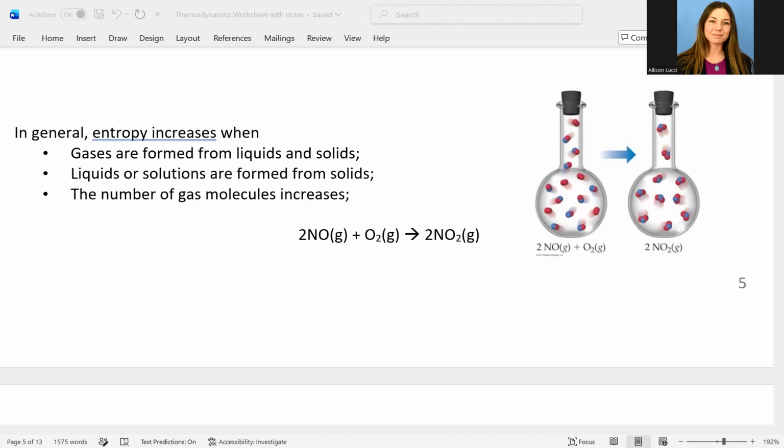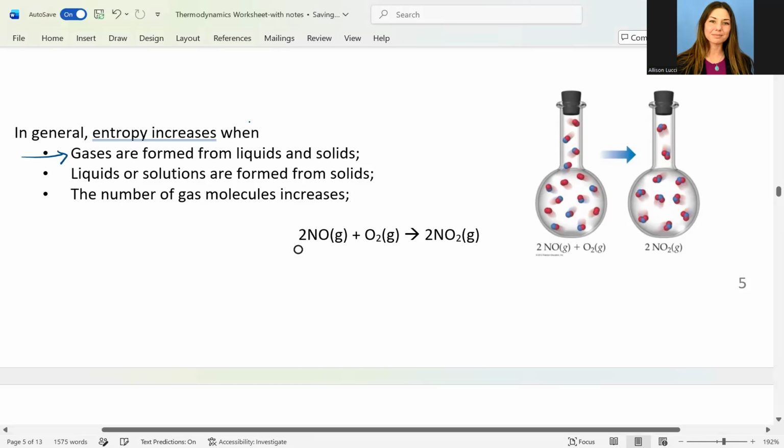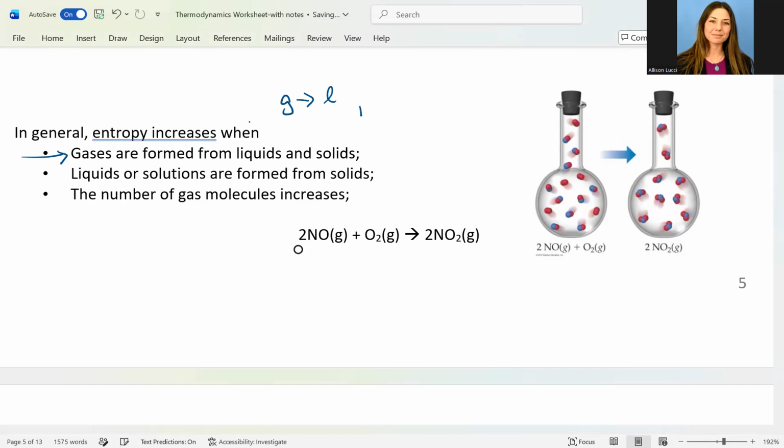The next topic that we'll review here is some other factors that may affect entropy. We looked at temperature and phase. So just to review here, when gases are formed from liquids and solids, so we're going from either gas to liquid or gas directly to solid, these would both be indications of an increase in entropy. When liquids are formed from solids, so the other phase change that we didn't mention there, liquid to solid, that would also imply a change in entropy. And then if the number of gas molecules increases, we would also say that that's an increase in entropy.